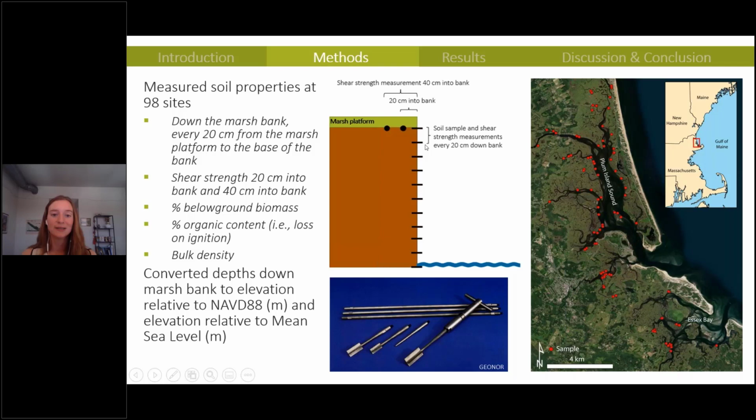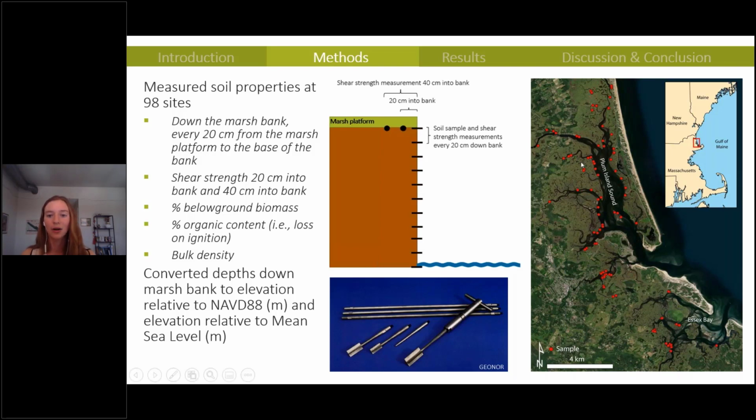So every 20 centimeters down from the top of the marsh bank to the bottom, we stuck a shear vane in there 20 centimeters in, measured the shear strength, and then did the same 40 centimeters in. In addition to that, we took samples of the marsh sediment every 20 centimeters down, and then took that back into the lab to measure for biomass, organic content, and bulk density, as these geotechnical properties are parameters pretty often cited as ones that affect edge erosion.